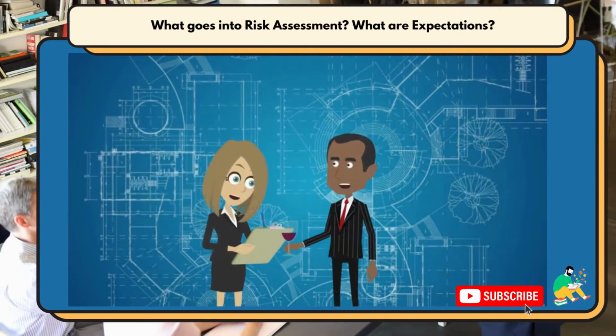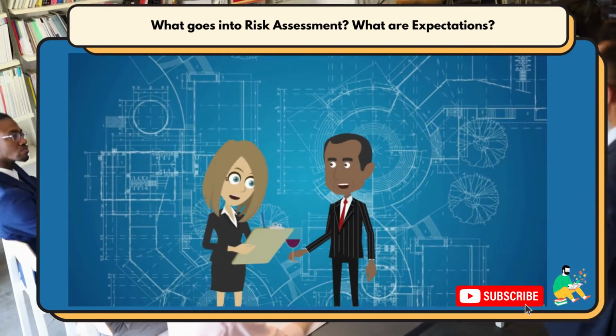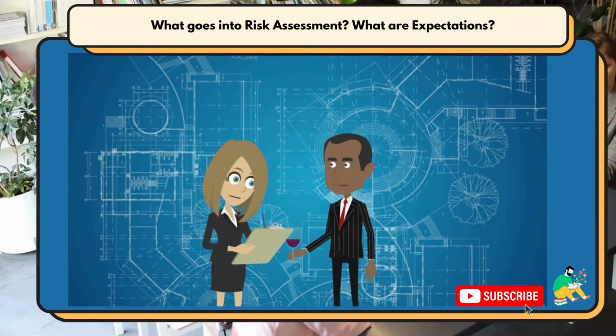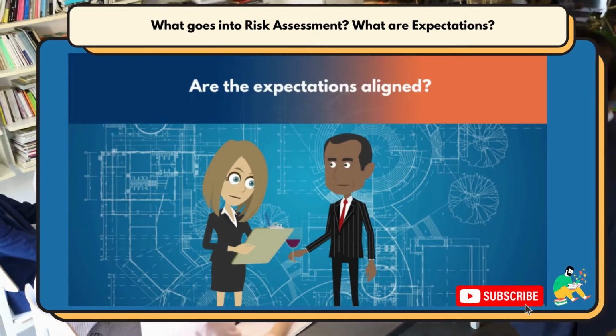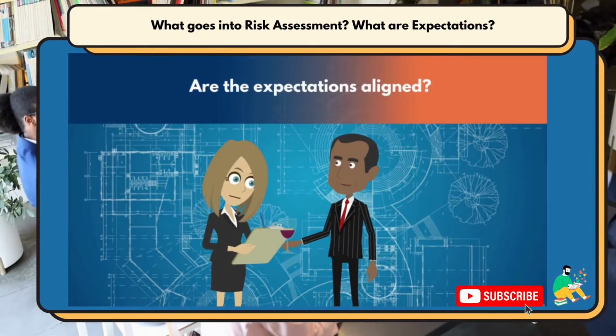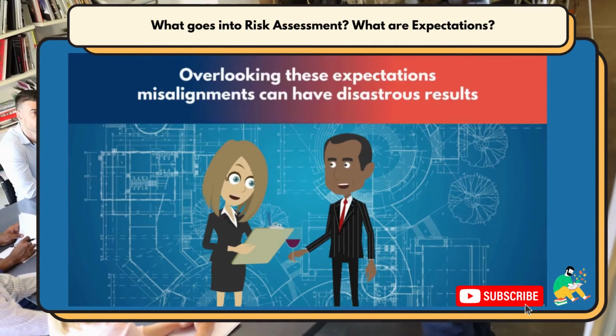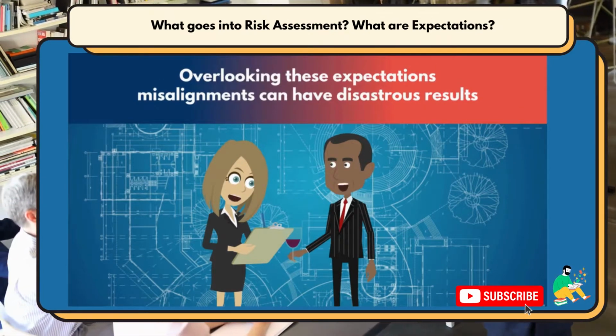We must spend time with stakeholders, looking at the project in development from every angle to see if there is something that looks different to someone else. The sooner they can find and resolve expectation gaps, the better. Overlooking these expectations can have disastrous results.